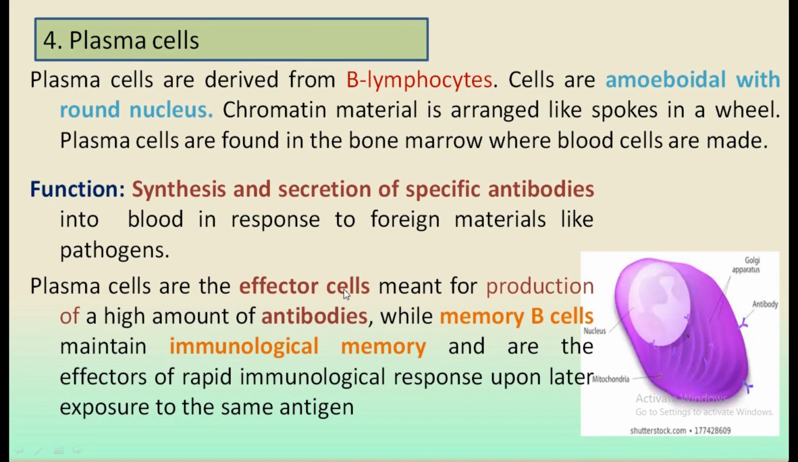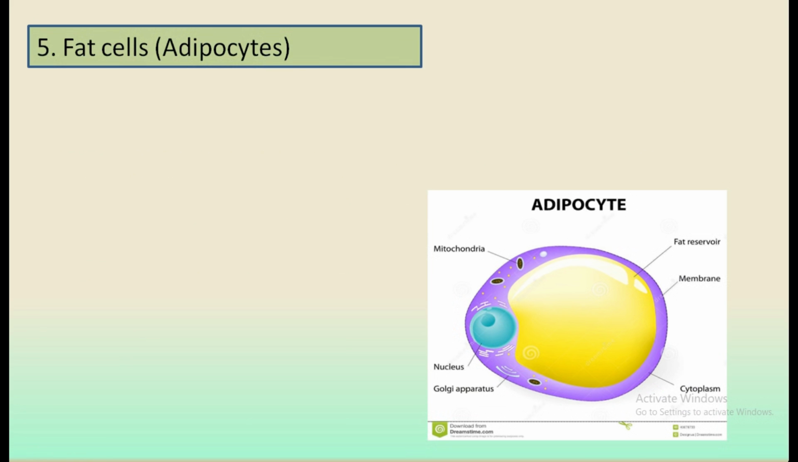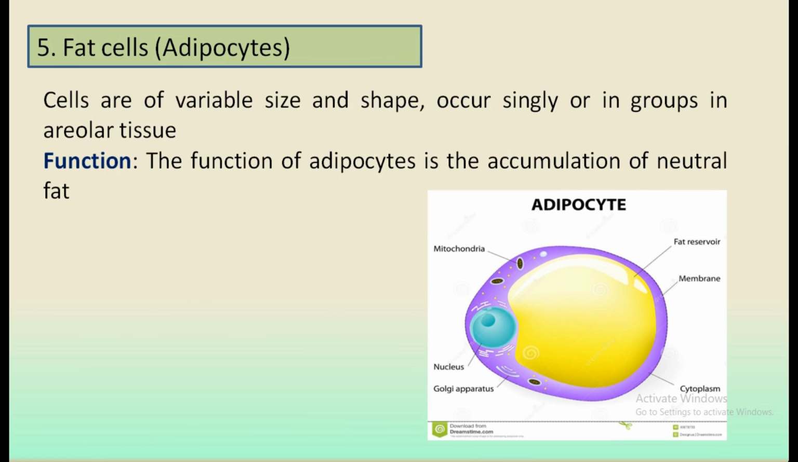Plasma cells are also the effector cells, which are meant for the production of high amount of antibodies, and there are memory B cells which maintain the memory, which is also called immunological memory, and are effectors of rapid immunological response upon later exposure to the same antigen. The last type of cells which are present in the areolar connective tissue are fat cells or adipocytes, and these are cells of variable shape and size, and they occur singly or in groups in the areolar tissue, and their function is to accumulate neutral fat.